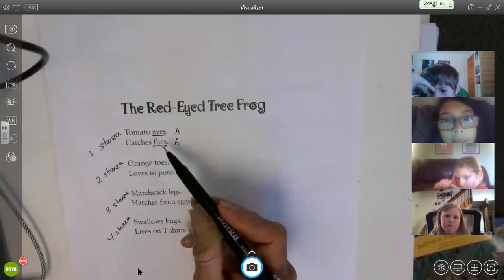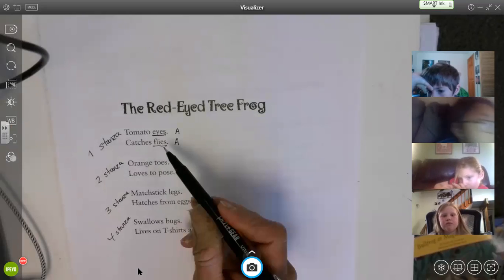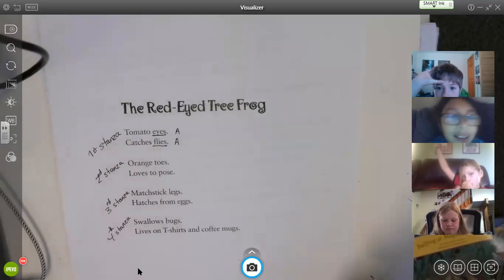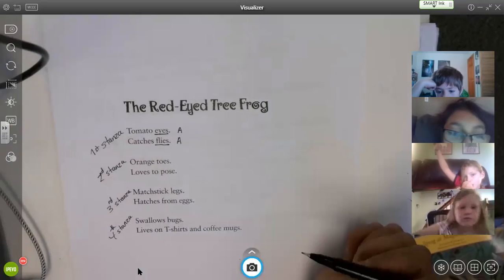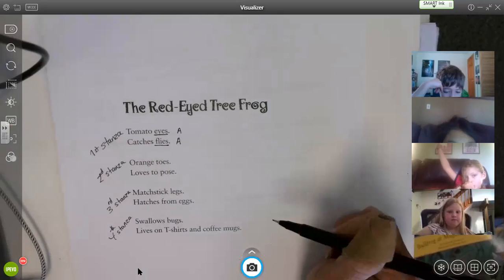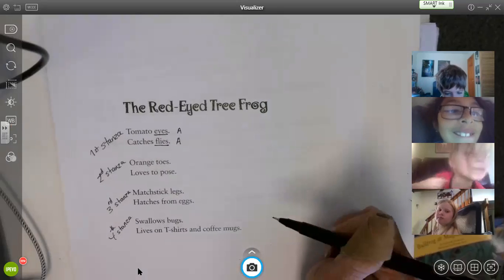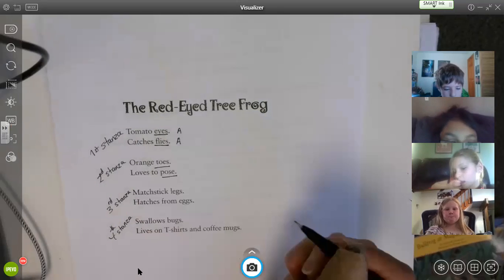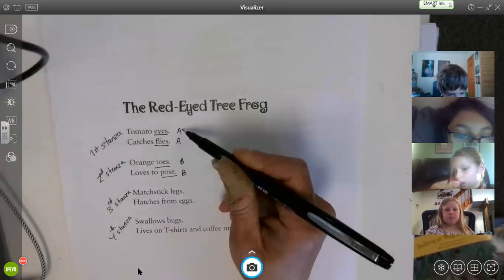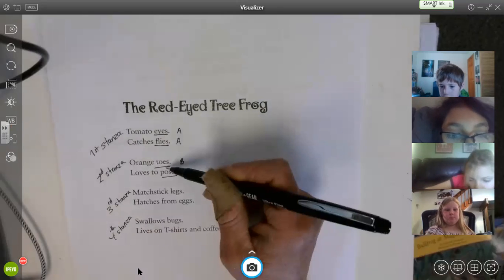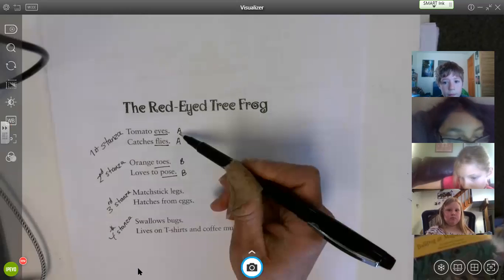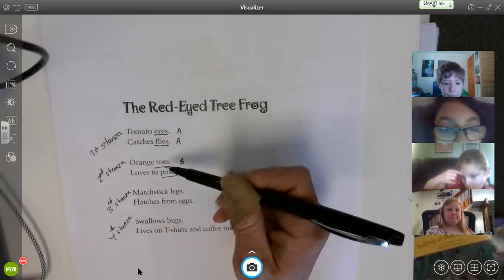In the second stanza, do we also have rhyming words, Lyric? Can you unmute and tell me what words rhyme in the second stanza? Toes and pose. Toes and pose, they have that O sound. This is a BB pattern. And the reason it's not part of the AA pattern is because why? What do you think, August? Why do I not think eyes, flies, and toes and pose go together?